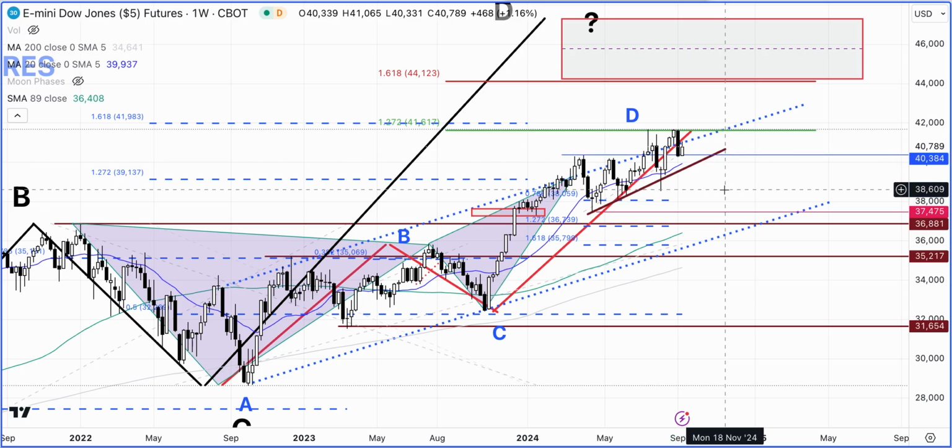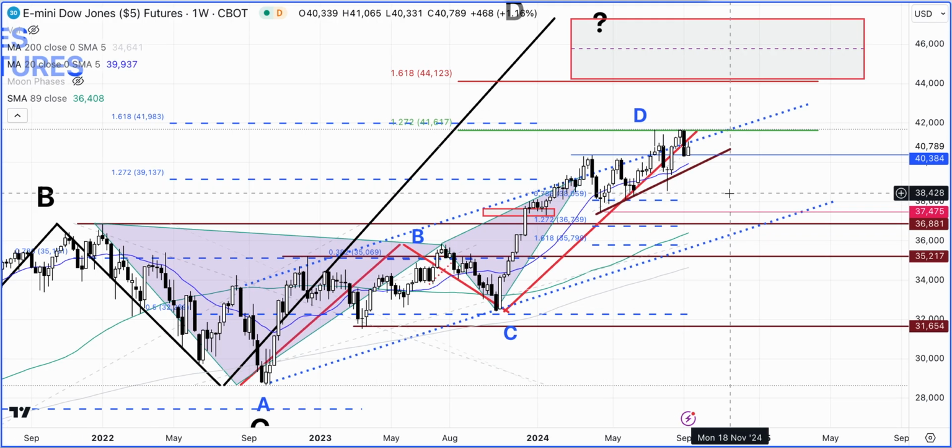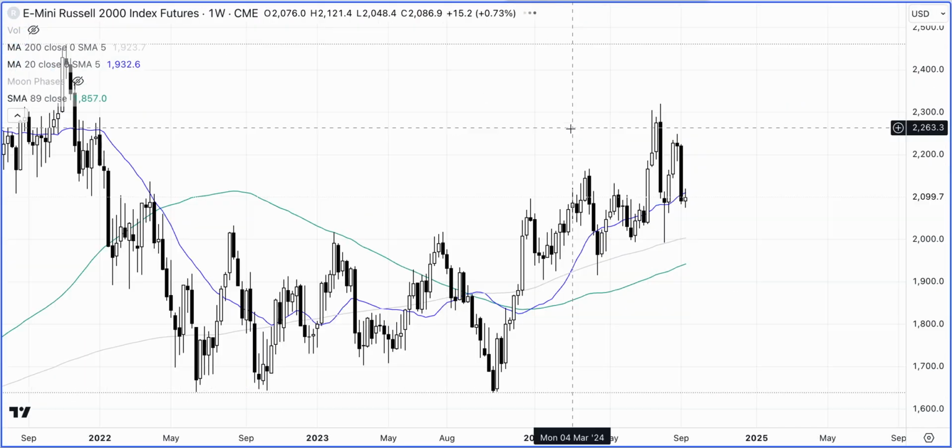But we are looking at some key support levels, especially in Nasdaq, being held. In my opinion, as long as those are held, the chances for the market to rally are getting higher after having the significant sell-off. And let's take a look at the Russell 2000.